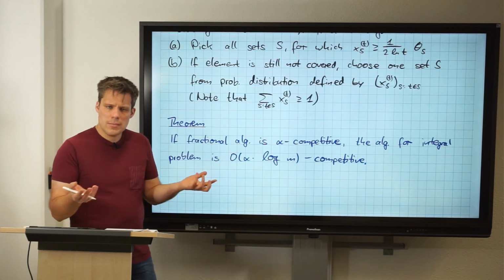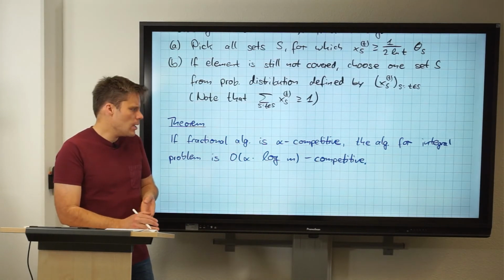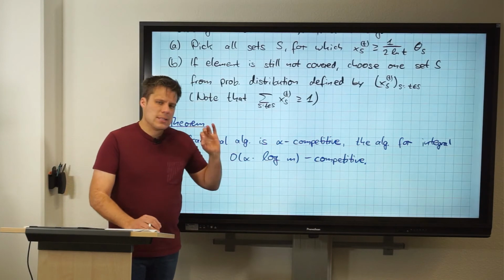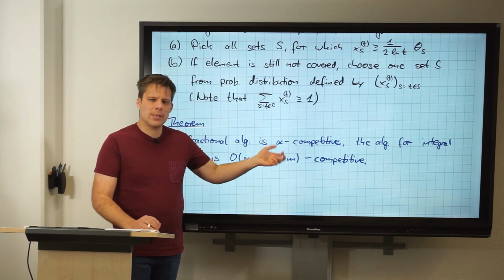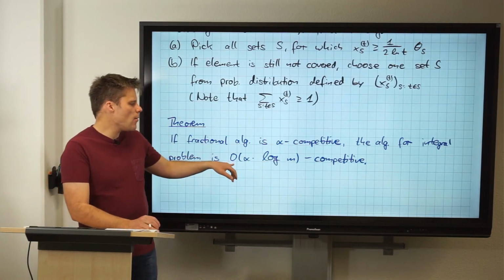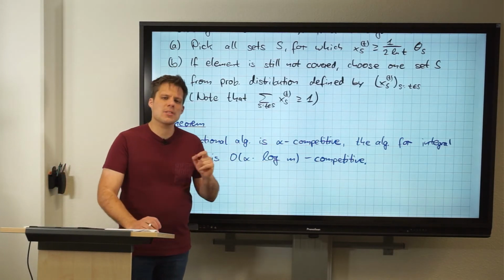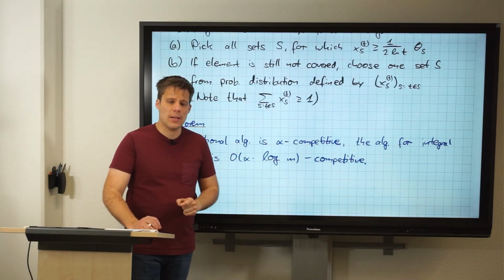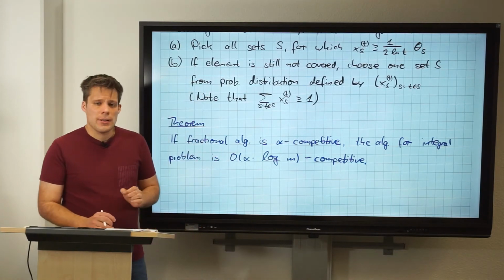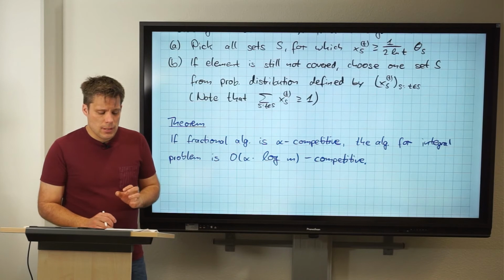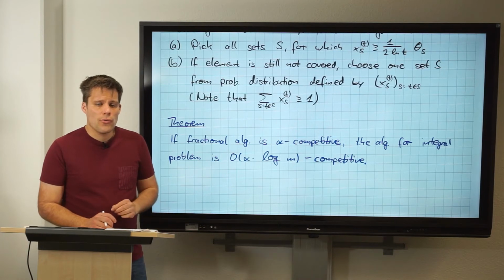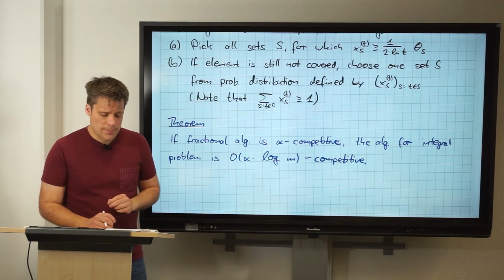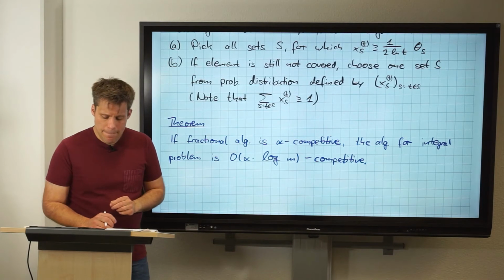So what does this mean? In combination, we had last time an O of log n competitive algorithm for the fractional problem. If we plug this in here, then we get an O of log n times log m competitive algorithm for the problem, which gives us an integral solution for online set cover. Cool.